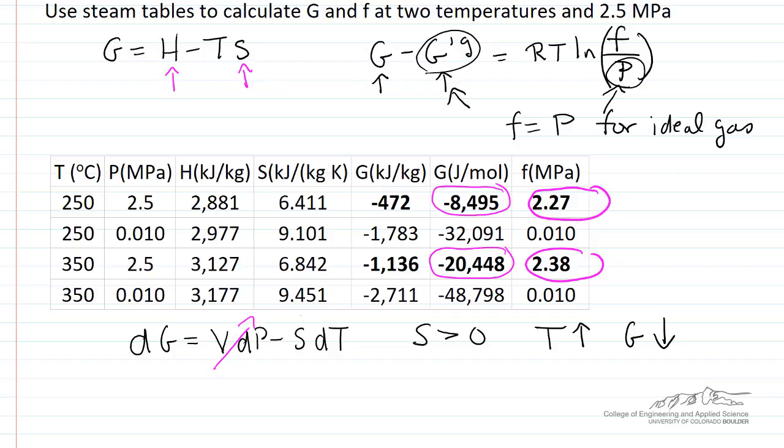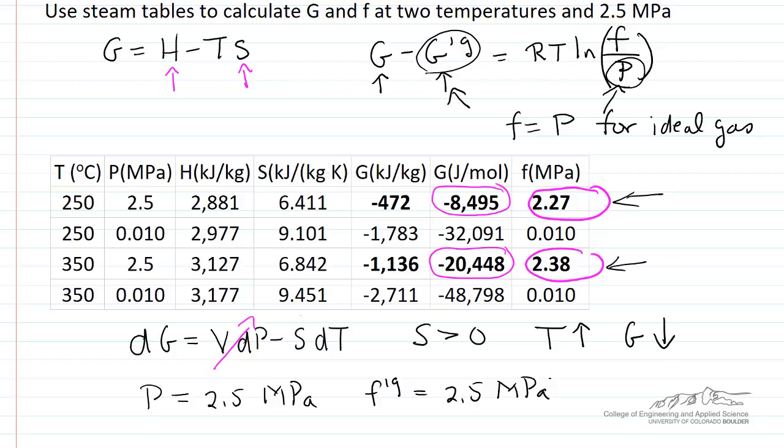If it were an ideal gas, since the pressure is equal to 2.5 megapascals, then the fugacity of an ideal gas would also be equal to 2.5 megapascals. So we can see at 250, fugacity deviates more from an ideal gas than at 350. Thus, as we increase the temperature, the fugacity increases.